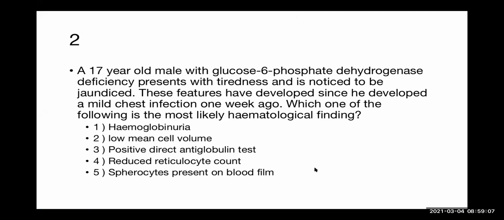But I think it's hemoglobinuria. Okay. Yes, sir. Spherocytes are for investigation, diagnosis maybe. Fine. Now give me reason why hemoglobinuria. Because hemolysis occurs, so hemoglobin may also be excreted in the urine. And low mean cell volume is not correct because it is normocytic. In hemolysis, reticulocyte count is increased, not reduced. Good.